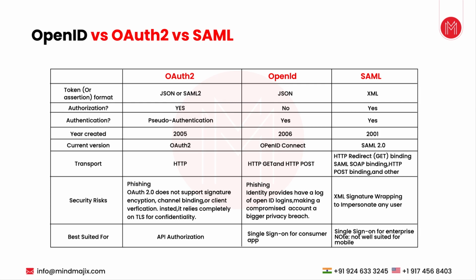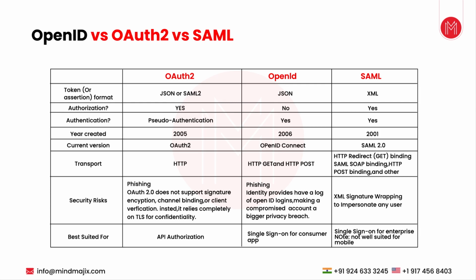Then for the transport layer, you use HTTP for OAuth 2.0. For OpenID, you basically have HTTP GET and POST methods. For SAML, you have GET binding, and then you have SAML SOAP bindings and POST bindings. So you've got multiple bindings under SAML.